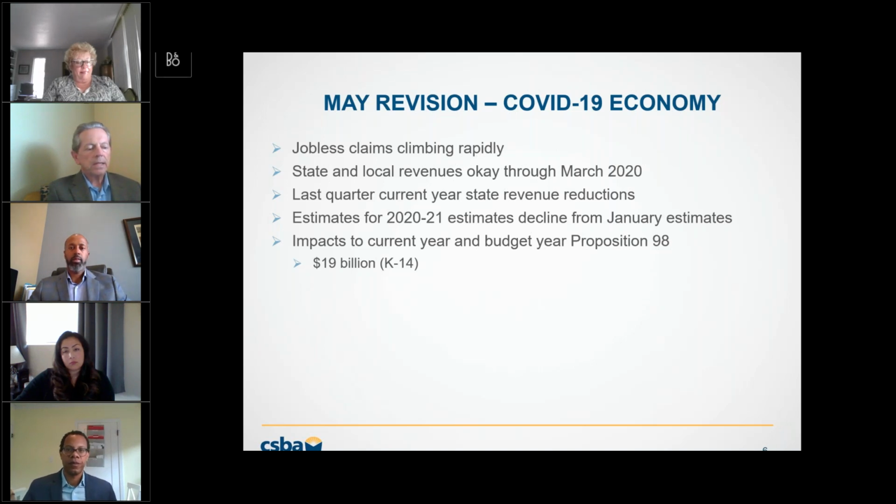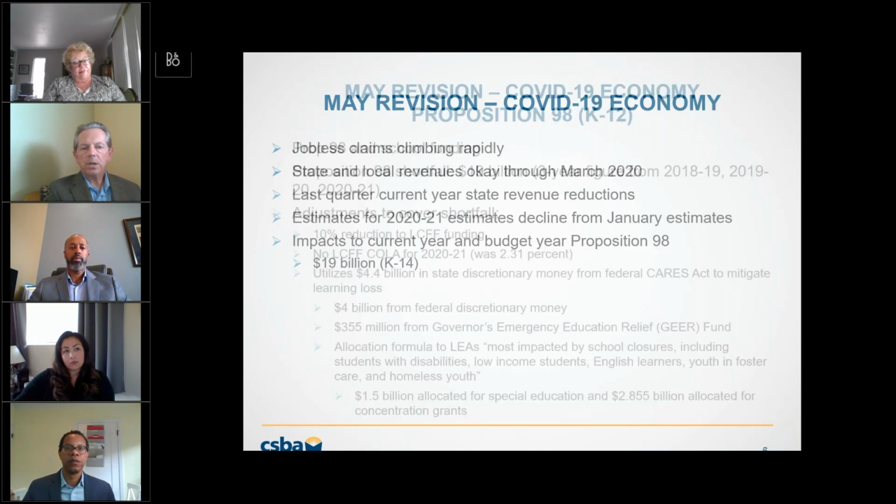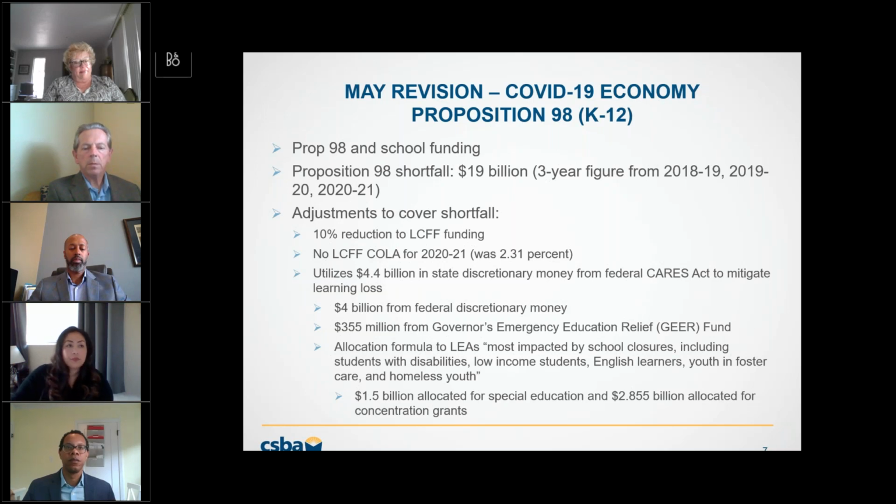So moving on to the next slide, we're going to have Cheryl take over here and talk a little bit more about some of the details of the May revision. Cheryl. So my name is Cheryl, CSBA, to talk more about the May revision and Proposition 98 school funding. As Dennis mentioned earlier, it's a $19 billion three-year drop over 2018-19, 2019-20, and 2020-21. We see a 10% reduction, or about $6.5 billion, in LCFF funding. So it's pretty steep. And we're also not seeing a COLA.